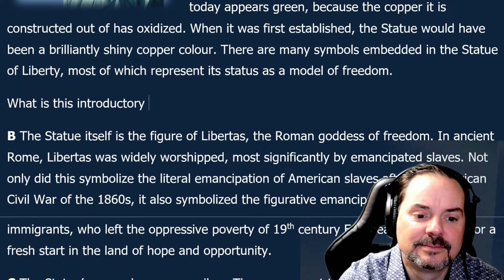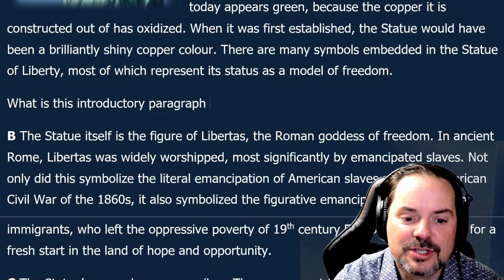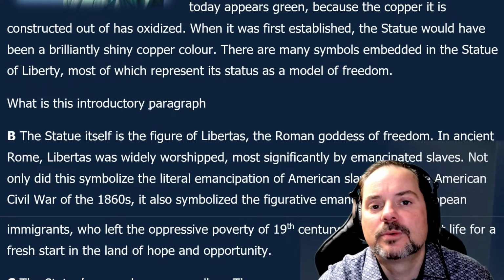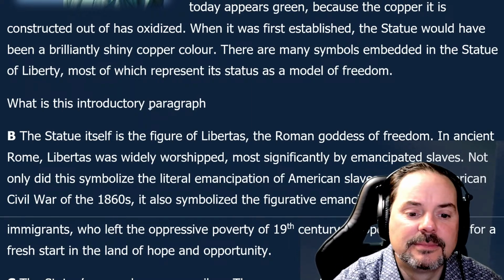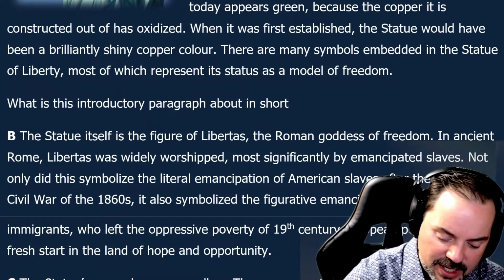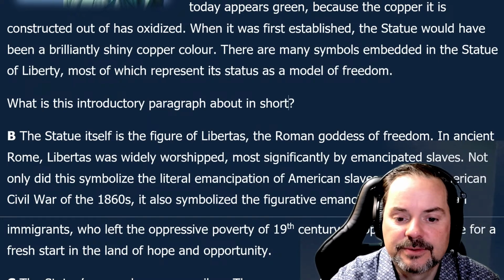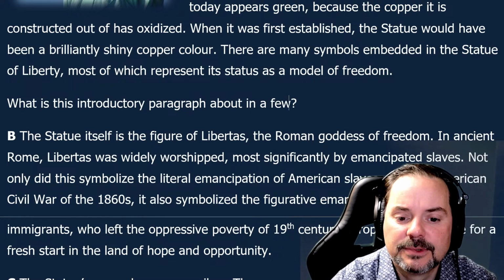Oh, the statue itself is a figure of liberty. No, just a sec. Just the question. Sorry. So when we're doing list of headings, everybody, what we do is ask what this introductory paragraph is about, in short, in just a few words. So what is this introductory paragraph about in a few words?